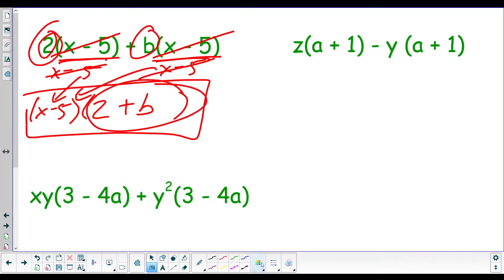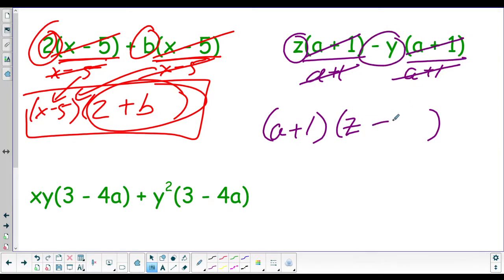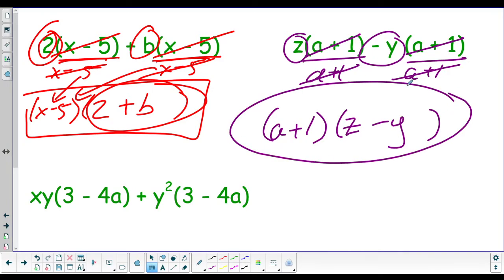Let's do a couple more examples. Let's do them purple, though. Purple's nicer to look at. What do they have in common? A plus 1. So we write the a plus 1 in front, put it in parentheses. What's left over goes in a second set of parentheses. So these cancel, z is left over. These cancel, minus y is left over, factored.